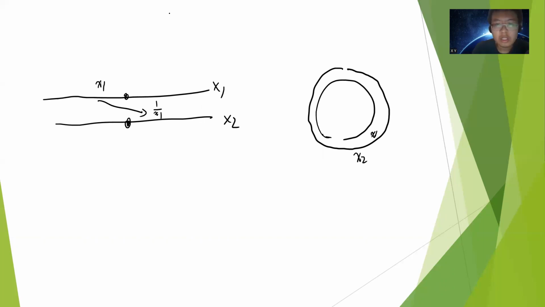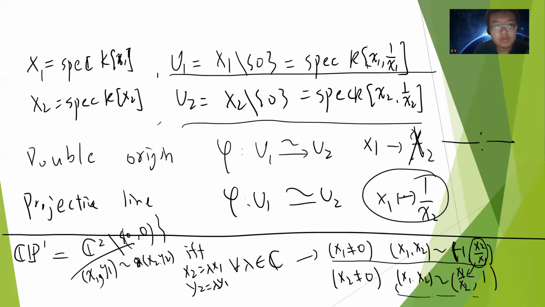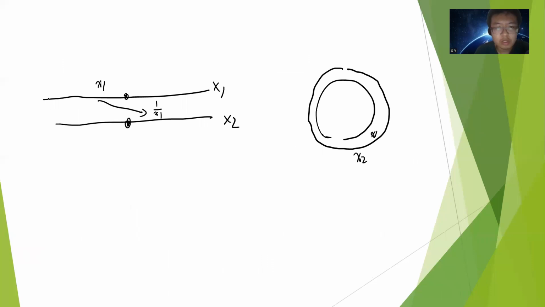As we proved for the double origin, the global sections become isomorphic to the original k[x]. And then we used this to prove that the double origin is not affine, because the maximal ideal is bijective to the point. So in this case, we can also do this.